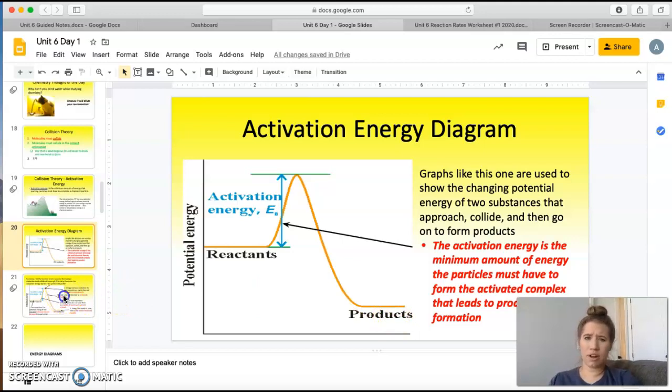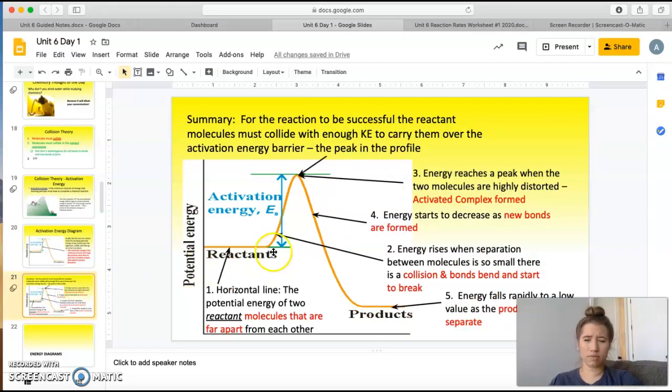You're going to see a lot of graphs like this. All right, so first part, our reactants, this horizontal line. Potential energy of reactant molecules when they're far away from each other, okay? And then the energy will rise when the separation between them is so small that a collision is starting to happen, okay? So this collision is starting and the energy is increasing.